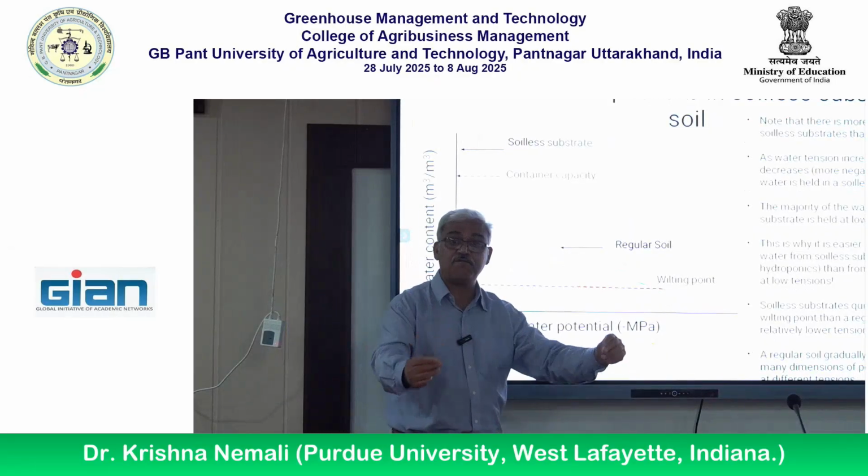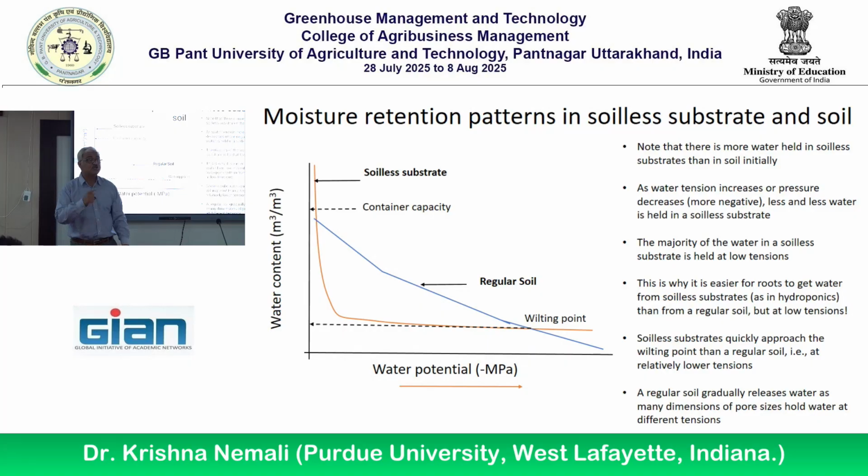Plants will take that water very quickly, which means you have to irrigate pots in soilless substrates more often than plants grown in regular soil. You may have already noticed that in your homes. Plants grown in soil don't wilt for a very long time, whereas something in a pot will start showing wilting in a couple of days.